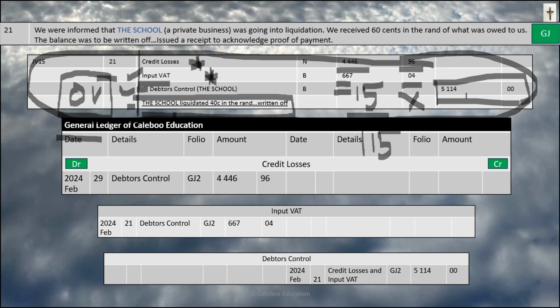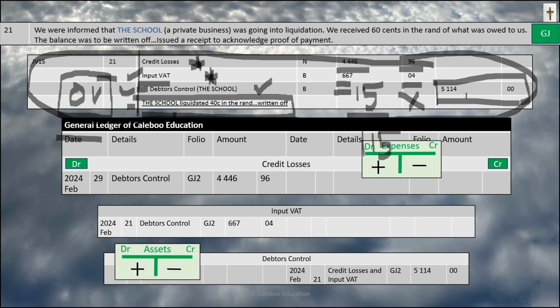Maybe because it's easier on the eye. Remember, I mentioned that at the beginning of the video. And the account that is credited is debtors control. Now, credit losses is an expense. Credit losses is bad debts. It's an expense to Calibu Education. So the expense due to this liquidation, this write-off, has increased. An increase in expenses, the rule says, debit the account. And under details, you got debtors control.